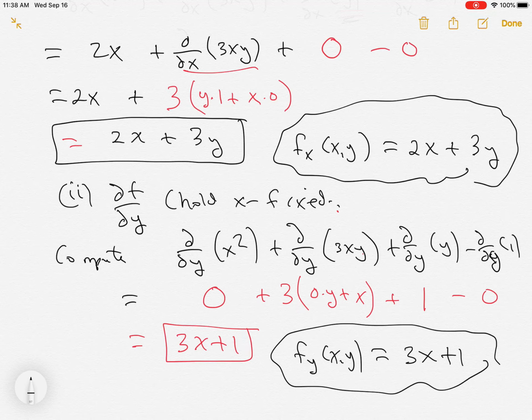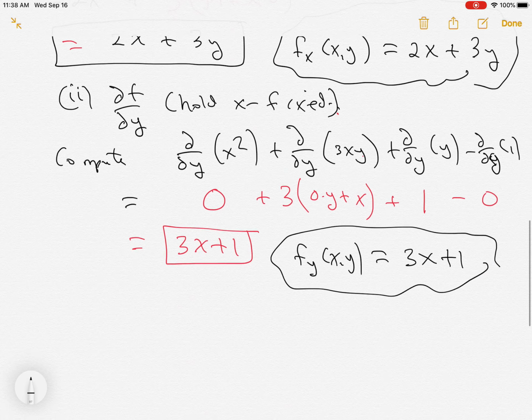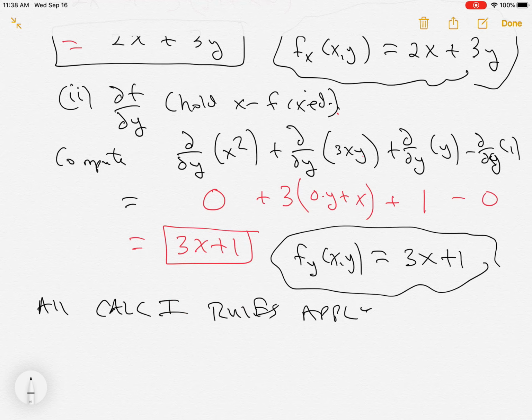All right, well, that was fun. And it's as easy as you think it is. You just have to remember when you're doing this, which one you're actually working on. So if you're computing df dy, remember that x is fixed. And if you're computing df dx, remember that y is fixed. Everything else, so all Calc 1 rules apply. Chain rule, product rule, quotient rule, power rule, it's all in there, okay?